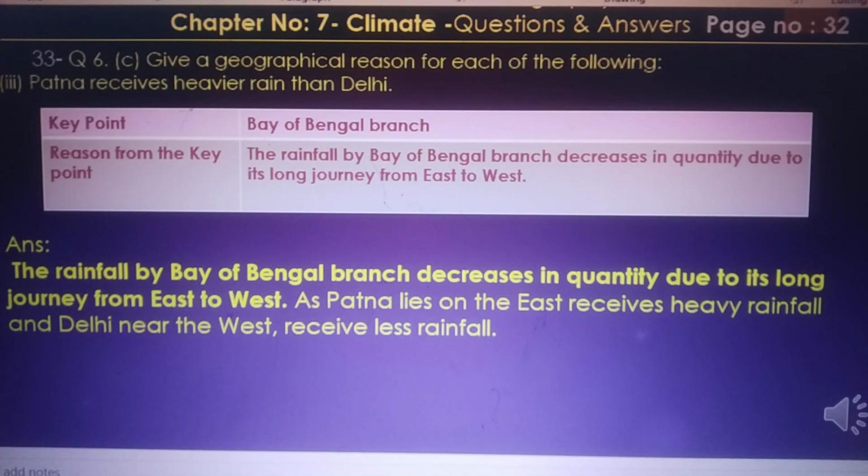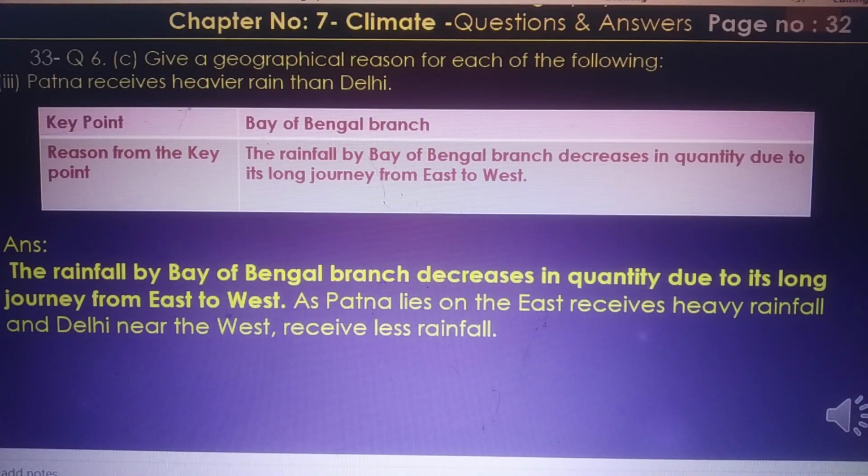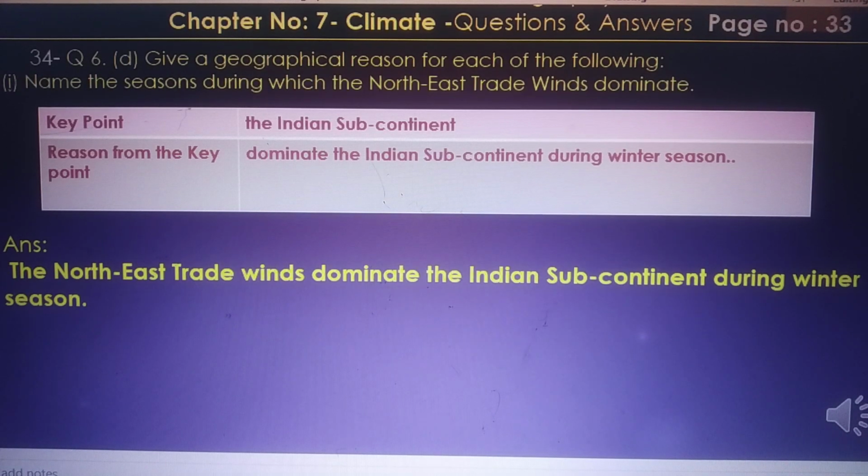Question number 33. Patna receives heavier rain than Delhi. Key point: Bay of Bengal branch. The rainfall from the Bay of Bengal branch decreases in quantity due to its long journey from east to west. Question number 34. Give geographical reasons. Name the season during which the northeast trade winds dominate. Key point: the Indian subcontinent. They dominate the Indian subcontinent during the winter season.